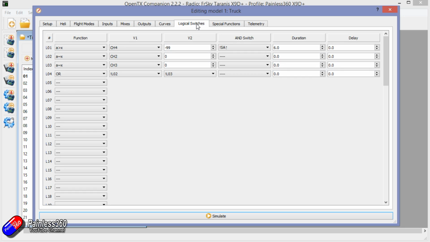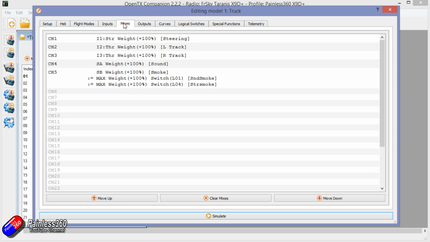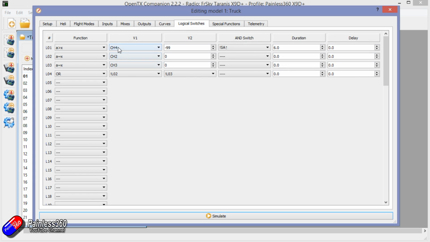We're using good old logical switches, and that is all done by this first little bit here. So what we're saying is, we're using the function A is greater than X, where A is channel 4. Now channel 4, if you remember, is the sounder. So all we're saying here in the logical switch is, when the sounder's channel value goes above -99. If you remember, the channels on OpenTX go from -100 to +100, with 0 being the middle value.